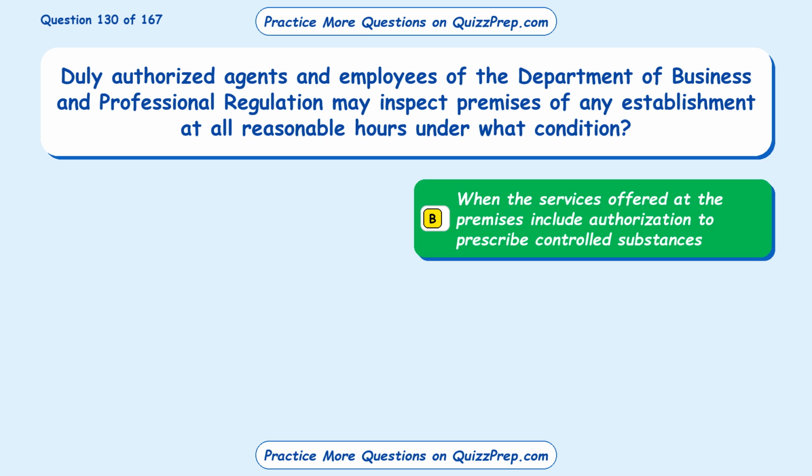The correct answer is option B. When the services offered at the premises include authorization to prescribe controlled substances.